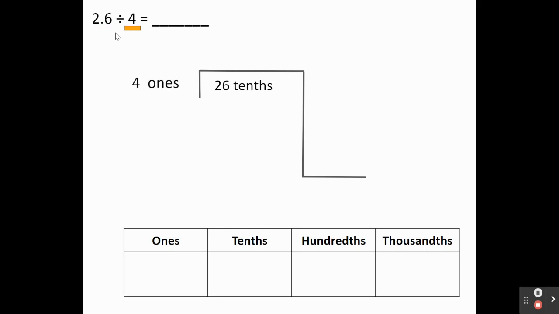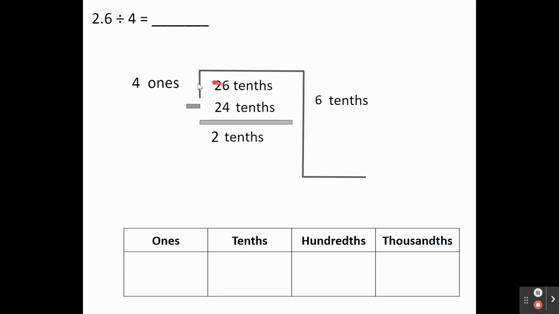We're going to ask ourselves, what can we multiply by 4 to get closest to 26 without going over? And that's going to be 6. 4 times 6 is 24. Notice we need to be in the tenths place, so we're going to label these digits in tenths place. Now we can subtract. 26 tenths minus 24 tenths is 2 tenths left over.